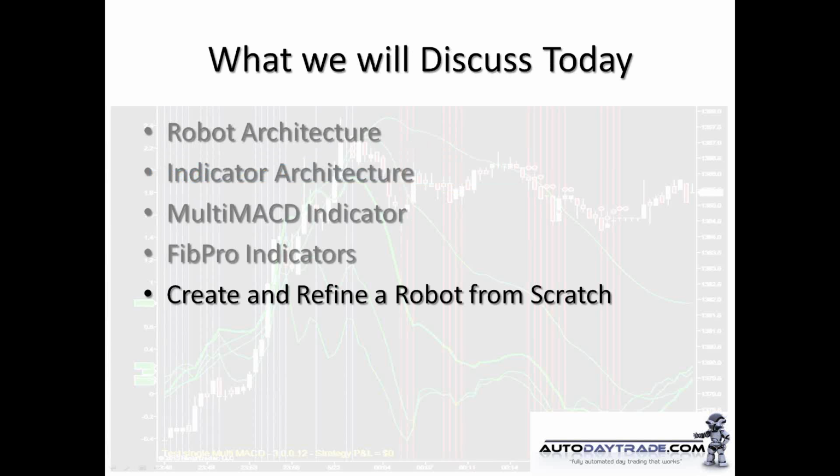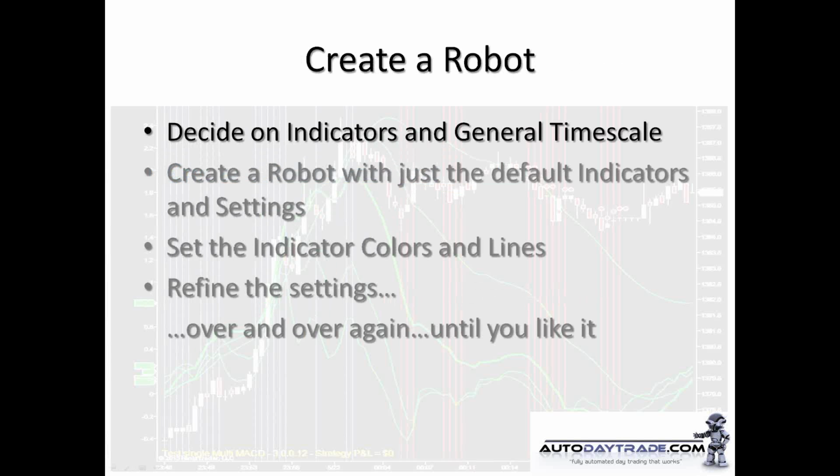With all that said, let's create our robot. There are a few things you must do, and the first is to decide on a general theme and timescale. All of you who use NinjaTrader and various trading platforms already have an idea of what you want to see in a robot. You have indicators you like and an idea of how far back those indicators should be looking to give you good results. This is what we're going to do.